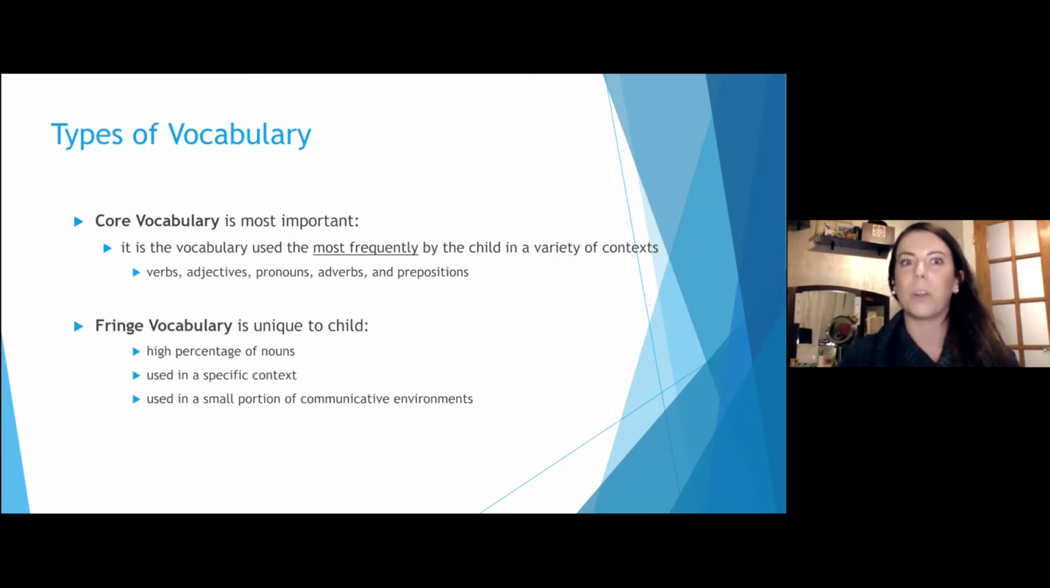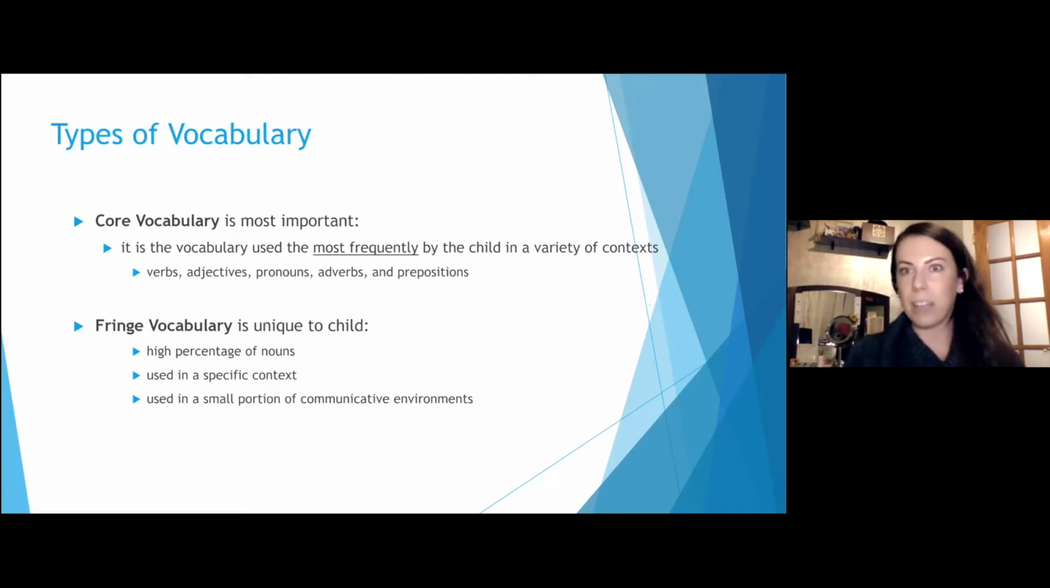Core vocabulary is the words that are most frequently used by a child or user in a variety of contexts. This is your verbs, adjectives, pronouns, and adverbs. These are words that can be used and applied in any setting that you're in.